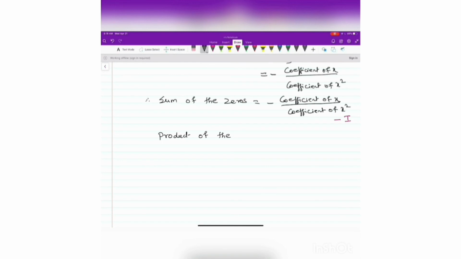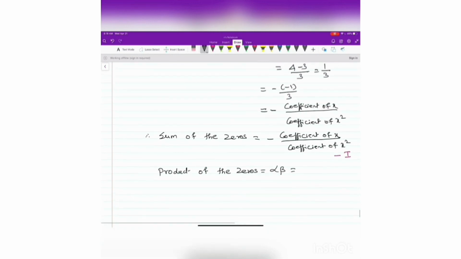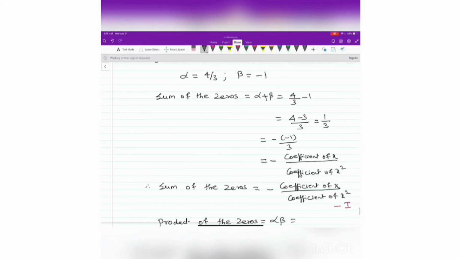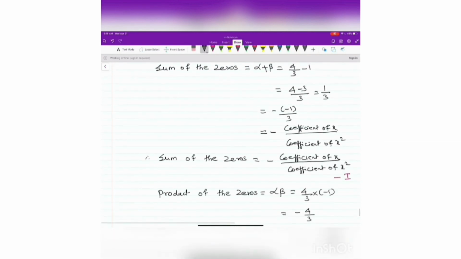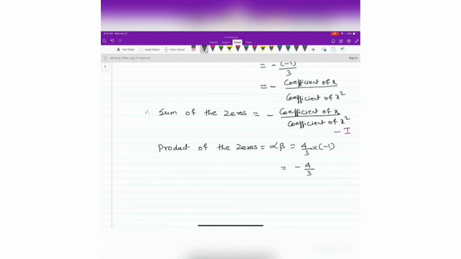Product of the zeros is equal to alpha beta. You know alpha is 4 by 3, beta is minus 1. So 4 by 3 into minus 1, which is going to be minus 4 by 3. Okay. So I can write this as minus 4 by 3.